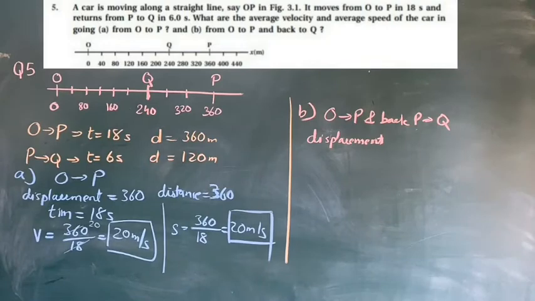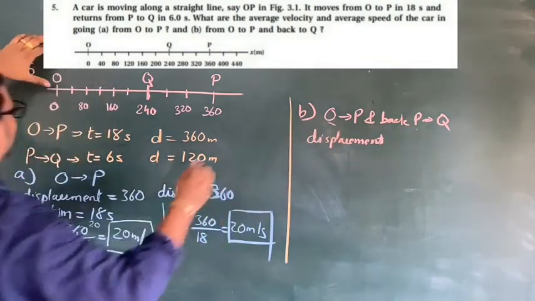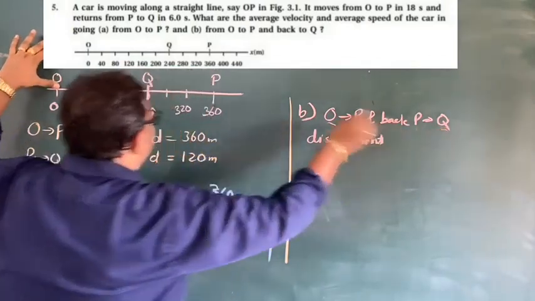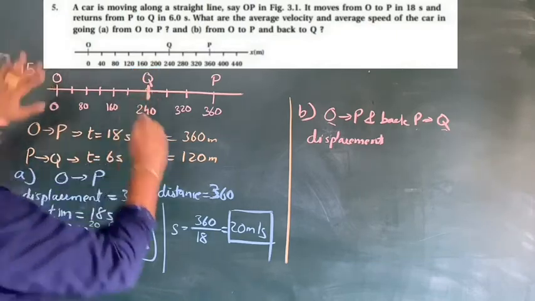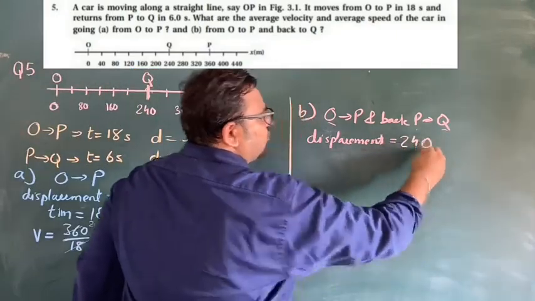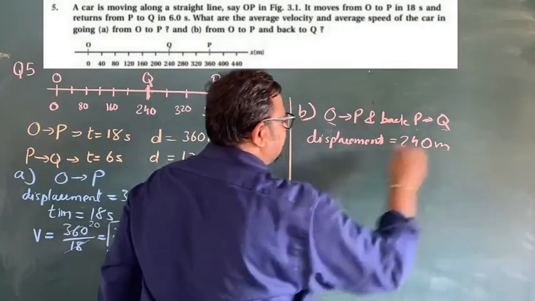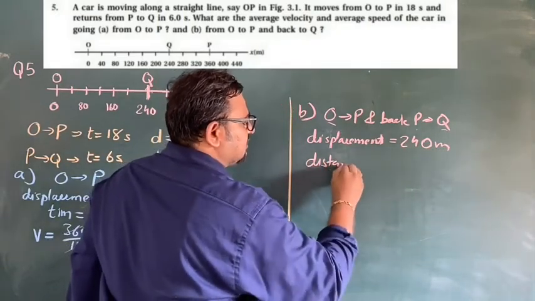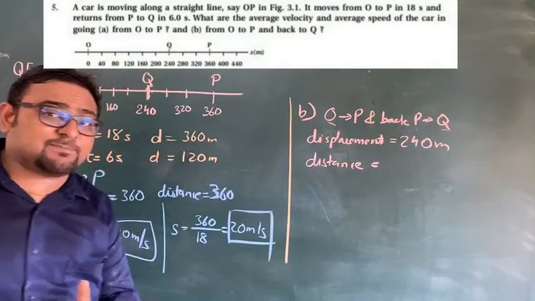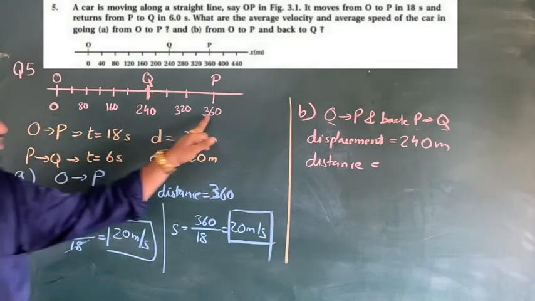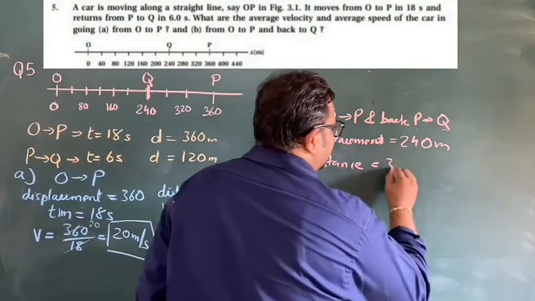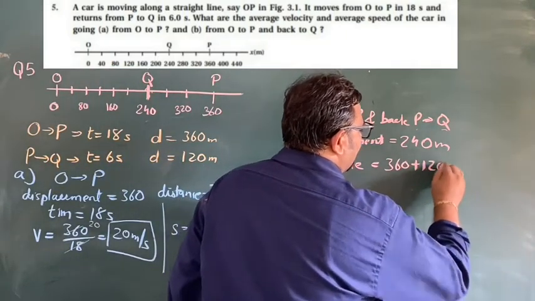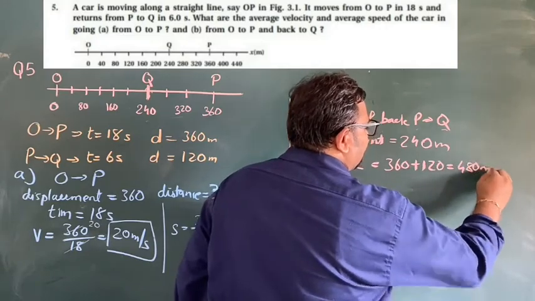What is the meaning of displacement? It is the distance between initial and final position. What is the initial position? O. And what is the final position? Q. So what is this displacement? 0 to 240, so this will be equal to 240 meter. And distance is the total path length. So from 0 to 360 plus 120. This is equal to 480 meter.